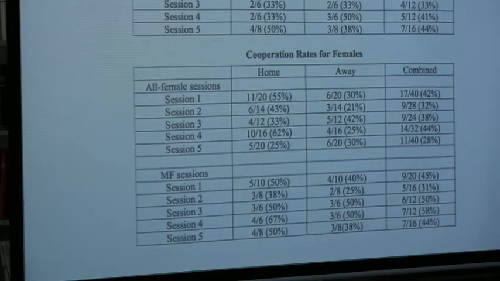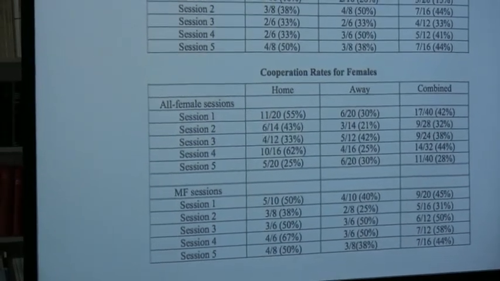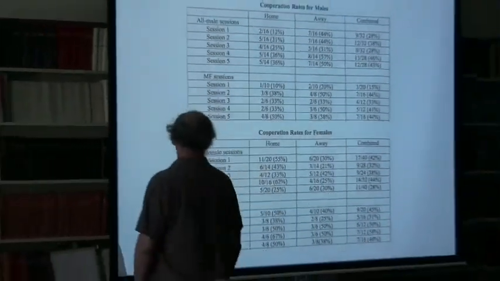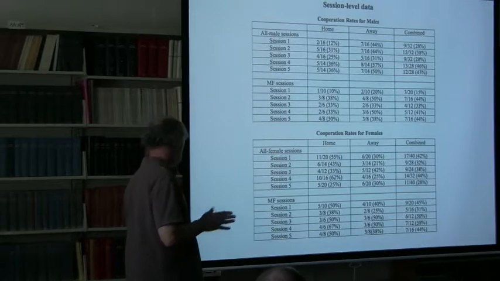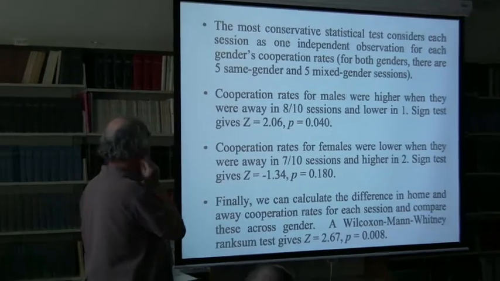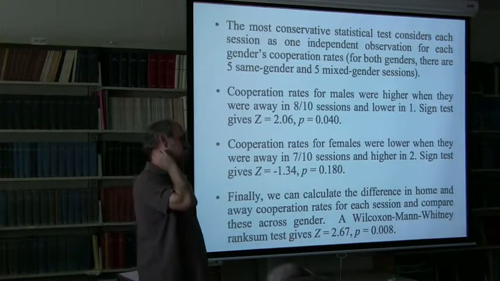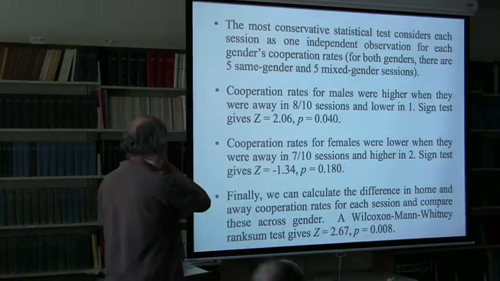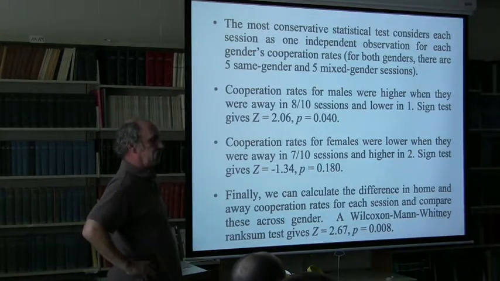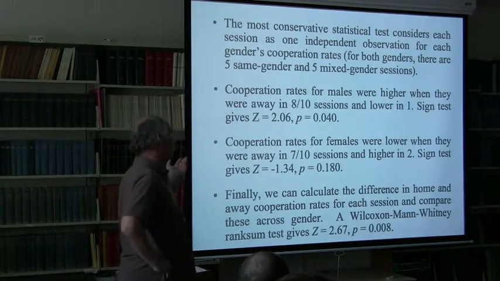You say, well, if all 10 of them went the same direction, that's only going to happen once in 1,024 times. So you have significance at the 0.1% level. So that's the kind of test that we can do. You can do other tests where you look at the actual size of the differences, but the simplest one is just the sign test. So we do that, okay? For each gender you have five sessions of same gender and 5 with mixed gender. We do the sign test. For males it's 2.06, the Z statistic, that's significant at the 4% level, even on a one-tailed test. It's not so significant for women.